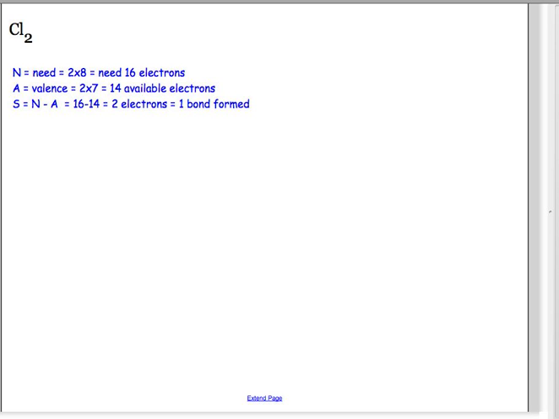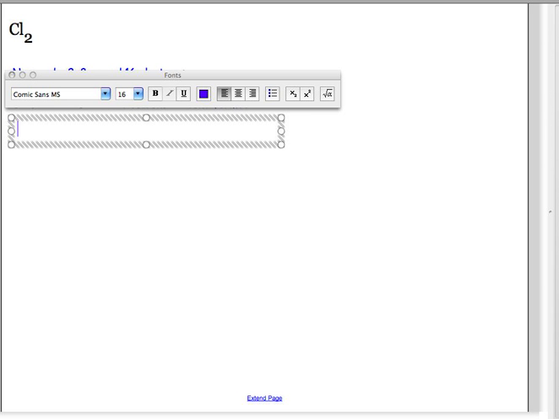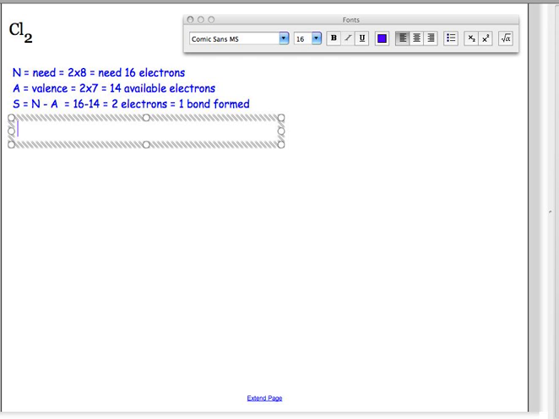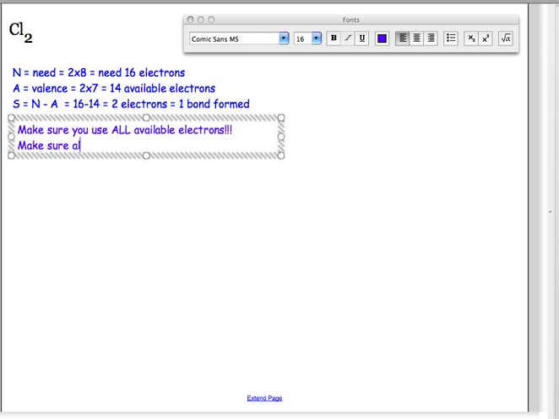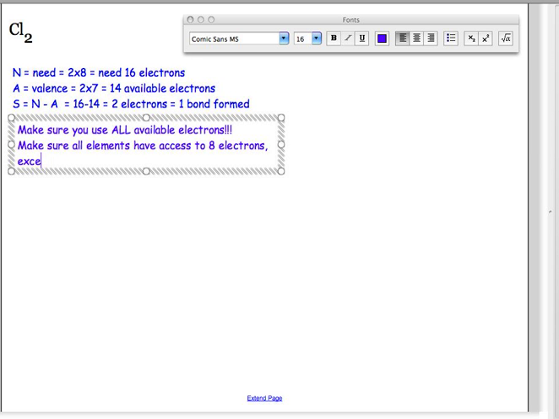So what that means is that there will be 1 bond formed. Then, once you know how many bonds you have, you're going to draw in the bond first, and make sure you use all available electrons for everyone. So when we're done, we need to go back and make sure that these 14 electrons that we started with are on the actual drawing. If they're not, it means we missed something. And the only other thing is to make sure all elements have access to 8 electrons except hydrogen.